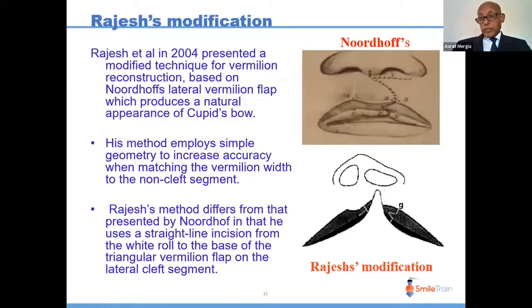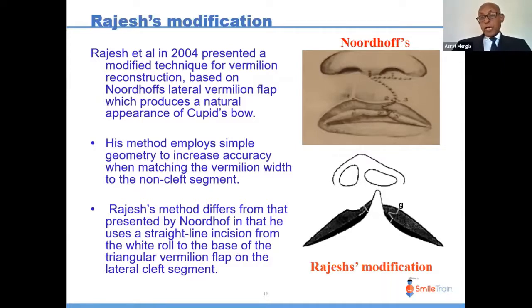So to do this, in the Noordhoff, the flap starts from just the white line, from the white border. But in Rajesh, he comes straight 90 degrees to the lip axis, and then he cuts to the desired point and puts the flap so its horizontal length is reaching the midline, as you see it. He answered this issue of my concern. Now he's filling the full horizontal deficiency.